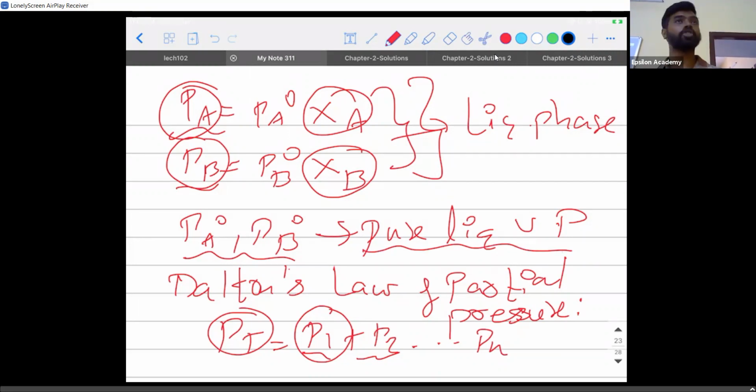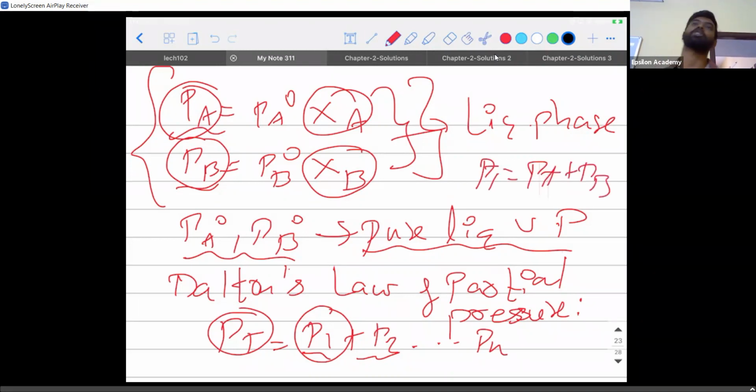So if someone asks you what the equations of Raoult's law are, you have to tell these two: PA is equal to PA naught into XA, and PB is equal to PB naught into XB. And I can tell the total pressure will be PA plus PB. That comes from Dalton's law of partial pressures. What is the statement for Dalton's law of partial pressures?